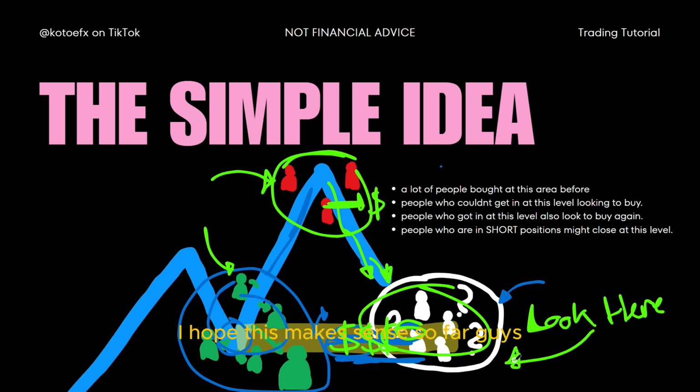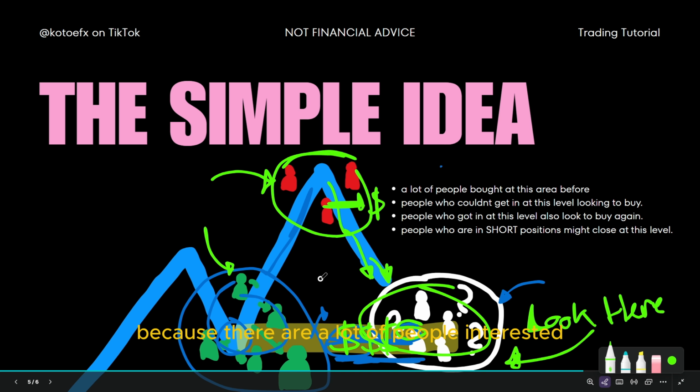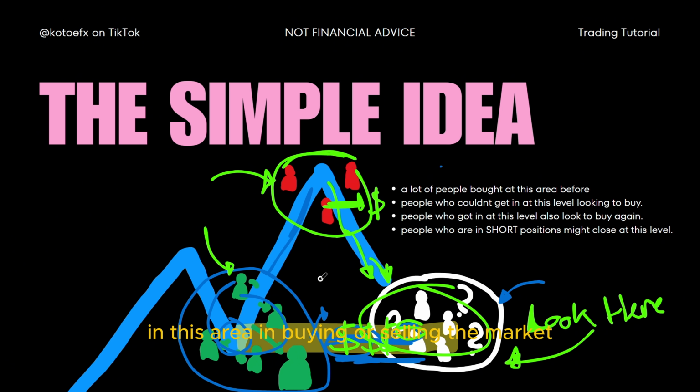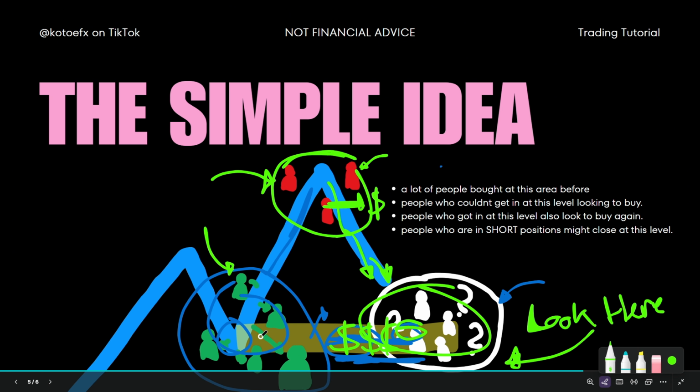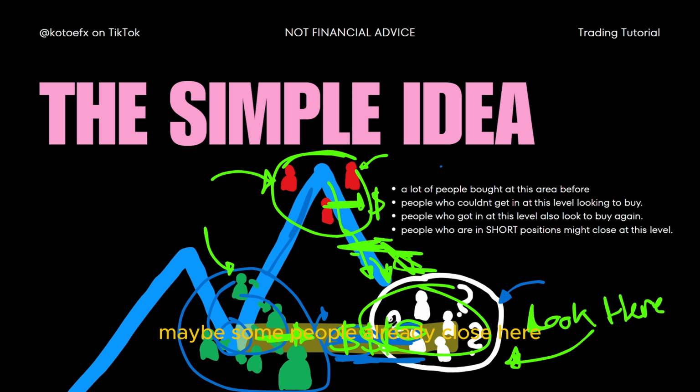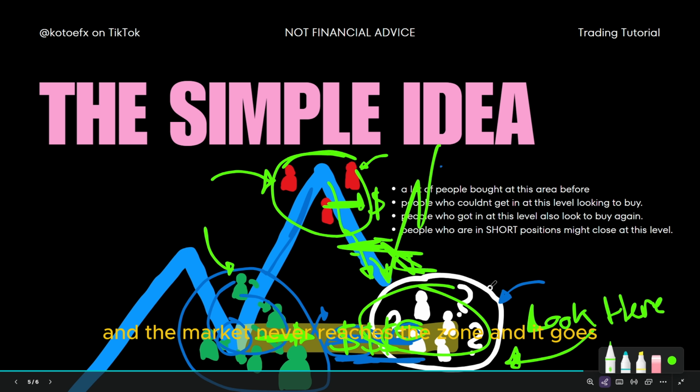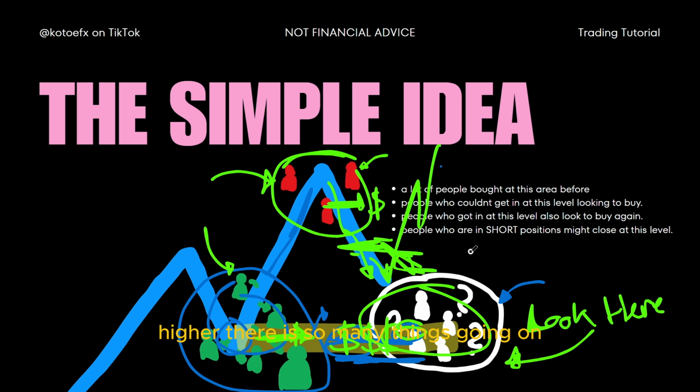I hope this makes sense so far, guys, because there are a lot of people interested in this area and buying or selling the market, because the people who sold right here, they need to take their profits as well. So where are they going to take their profits on a logical basis? Right, they're going to take it down at this level. Not all of them will do that, right? Most people maybe have trailing stops, they go out anywhere here. Maybe some people already close here and the market never reaches the zone and it goes higher. There are so many things going on.